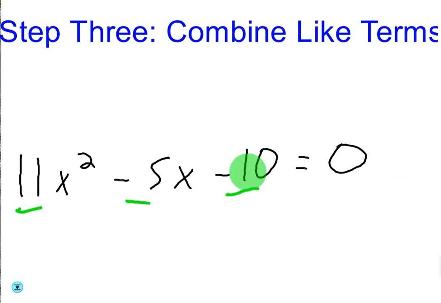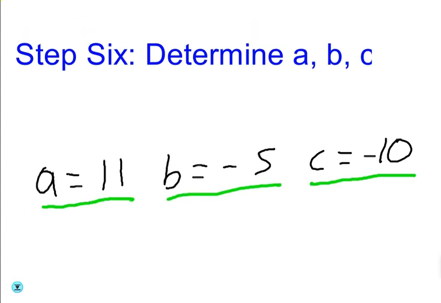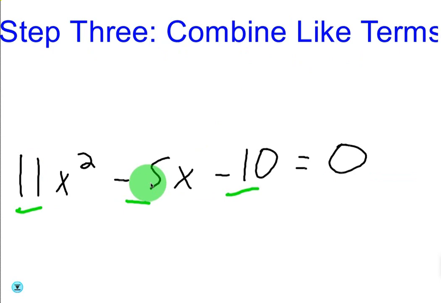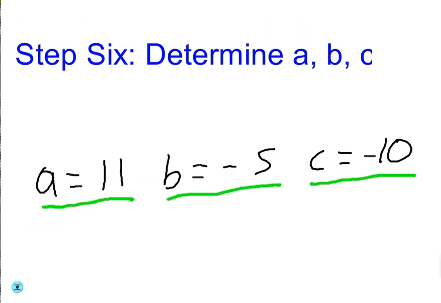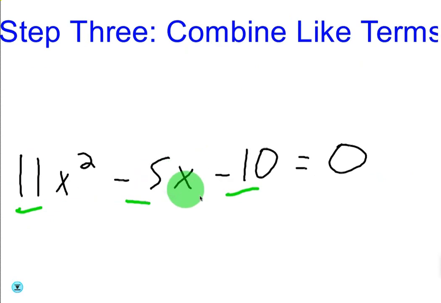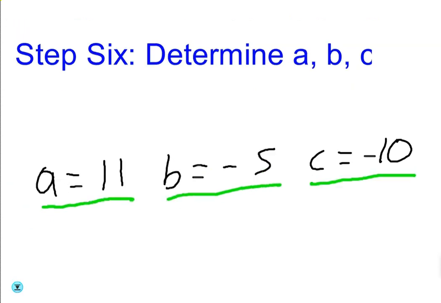So again, A is the coefficient of the x squared term, B is the coefficient of the x, and C is the number by itself, so in this case negative 10.